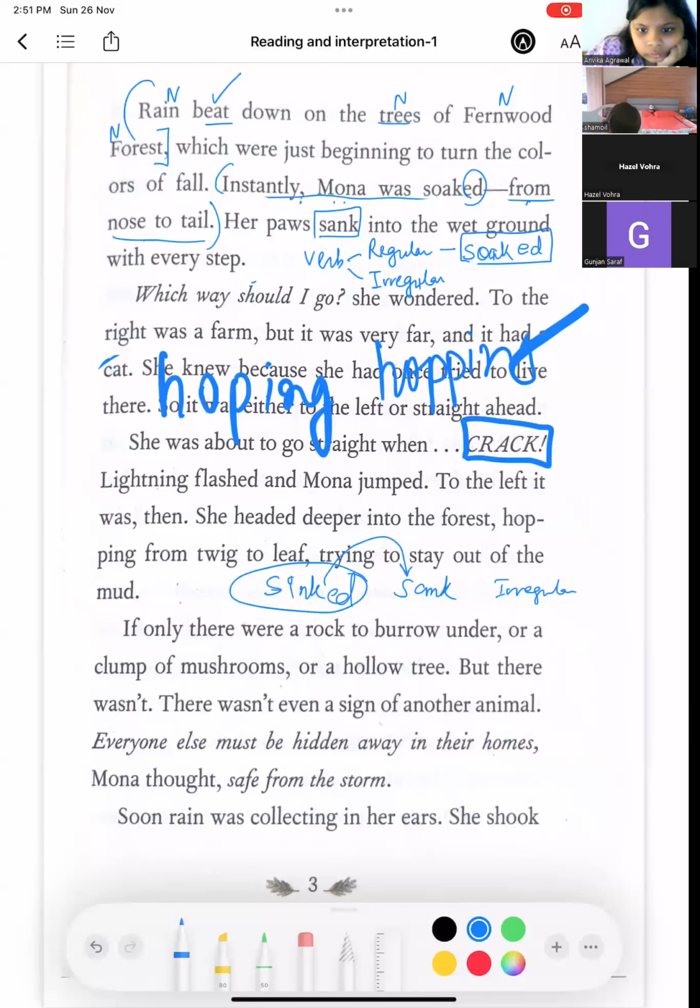She headed deeper into the forest, hopping from twig to leaf, trying to stay out of the mud. If only there were a rock to burrow under, or a clump of mushrooms or a hollow tree. Why do you think this line is written here, as if only there were a rock to burrow under, or a clump of mushrooms or a hollow tree? But there wasn't. Tell me, why do you think this sentence is written?